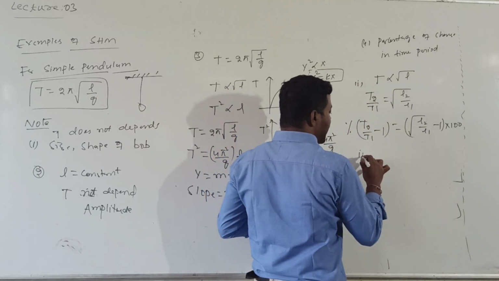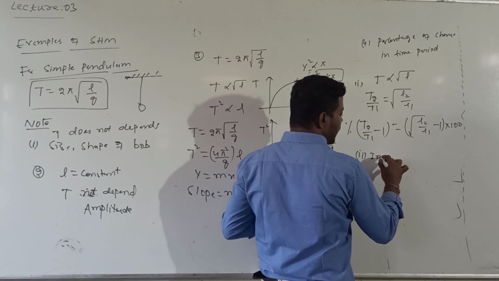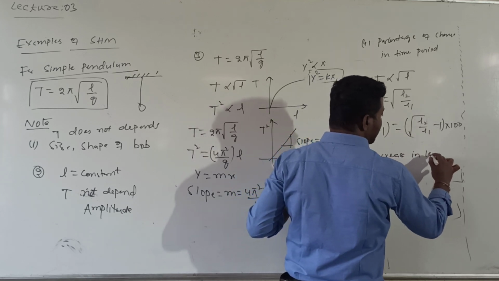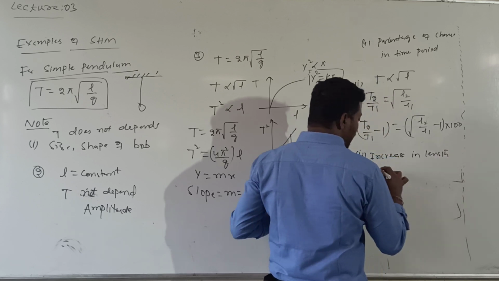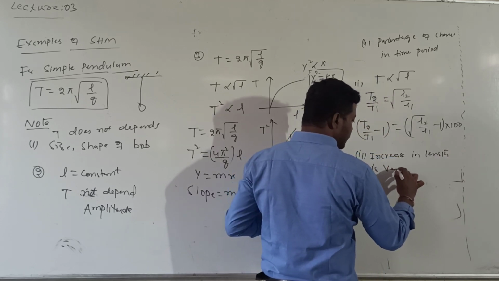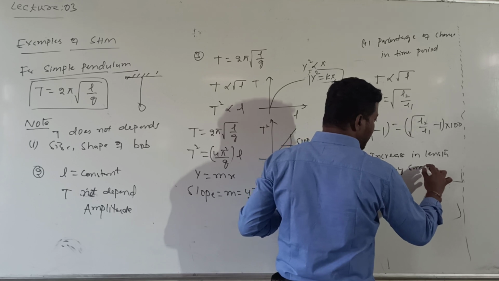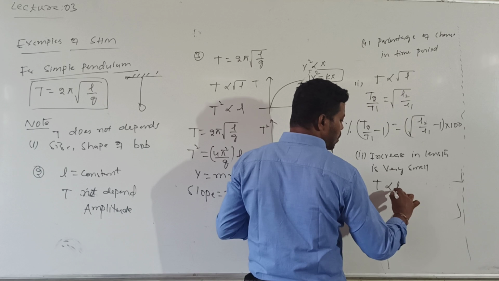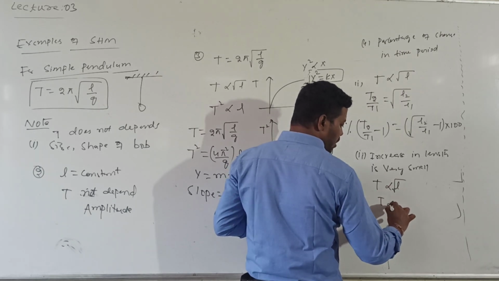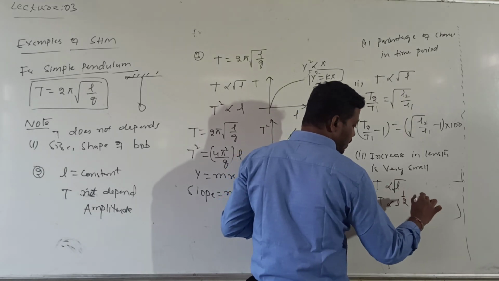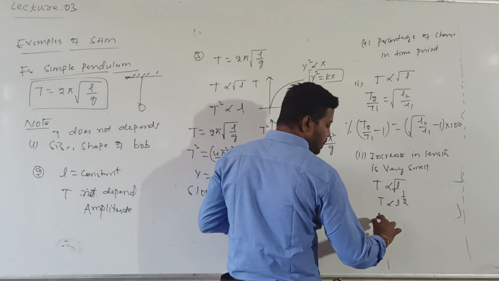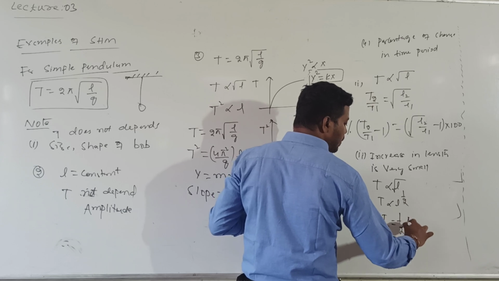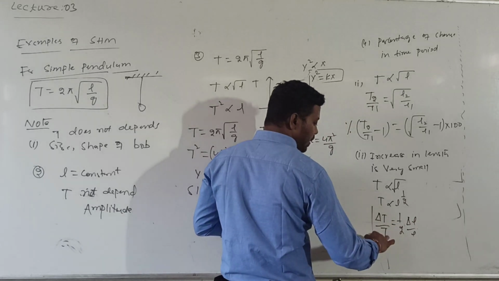If the increase in length is very small, then directly I can write T proportional to root L, T proportional to L power 1 by 2. We can use the error and approximation method: delta T by T is equal to 1 by 2 into delta L by L.